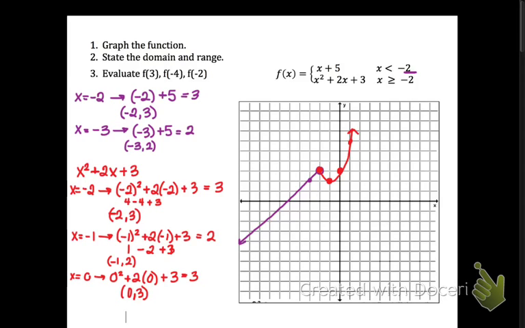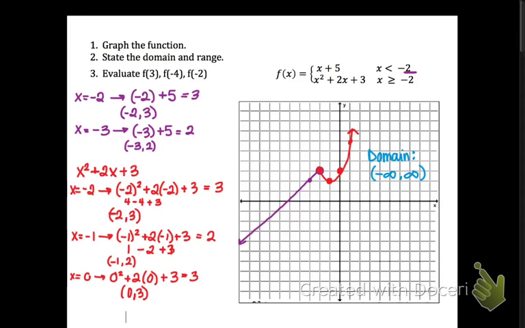Then it goes on and it wants to know, part B, or number 2, is to state the domain and range. So the domain, looking at our arrows left and right, I have arrows at the left and arrows to the right, so that would be all real numbers. That means I go from -infinity to +infinity.